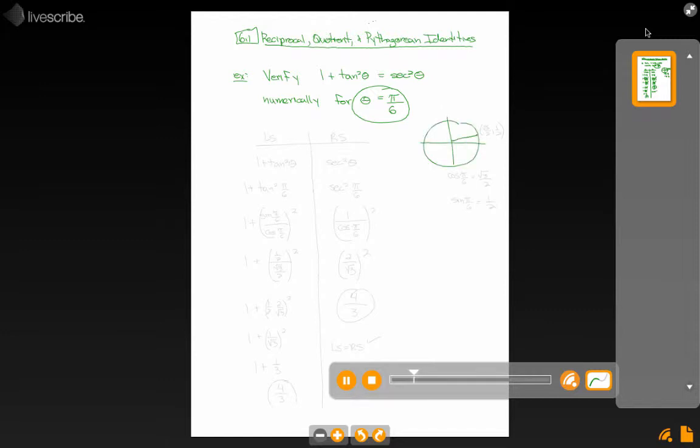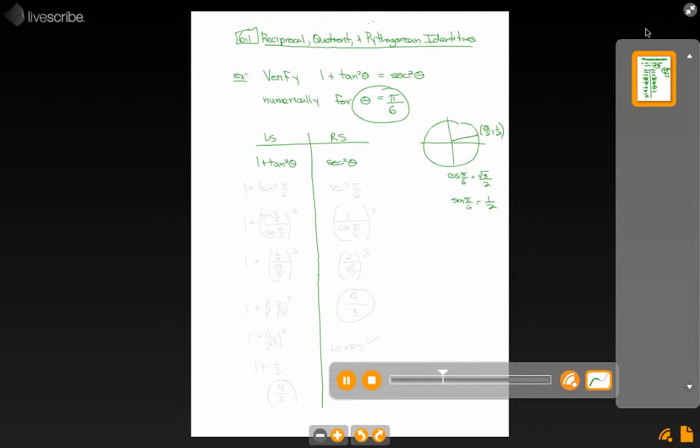If we're going to do this with exact values, I might want to remind myself what pi over 6 is and what the coordinates are on the unit circle. So that means that I know that cosine of pi over 6 is root 3 over 2, and sine of pi over 6 is 1 over 2. If I'm going to verify numerically, I like to set up my left side and right side table. I put the left side of the equation here. I put the right side of the equation over here.